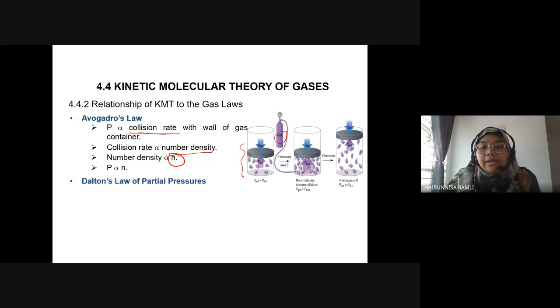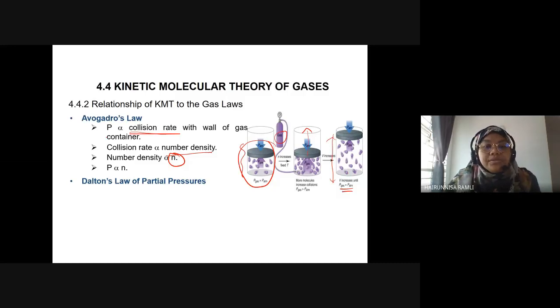So sampailah dia tertolak, dia berlanggar-langgar tertolak. So the piston akan naik ke atas sampai dia nak jadi stable balik. Okay, sebab molekul dah bertambah kan. So of course kalau bertambah dua kali ganda, akan bertambahlah dua kali ganda daripada yang asal kan. Dia akan V will increase until the P gas equals to P atmosphere.